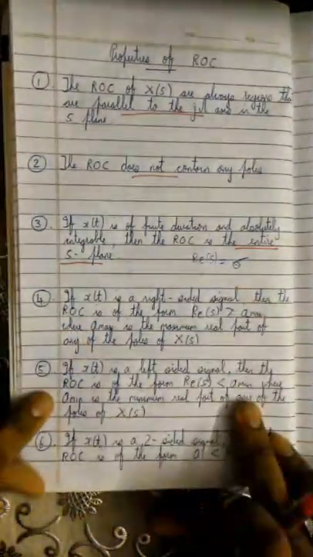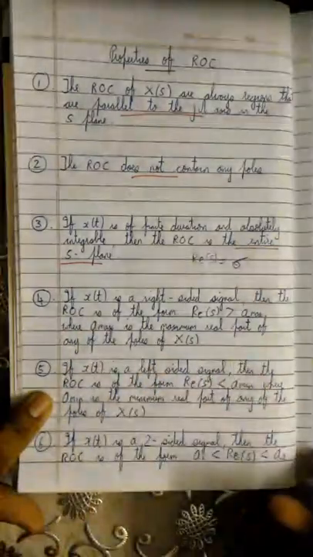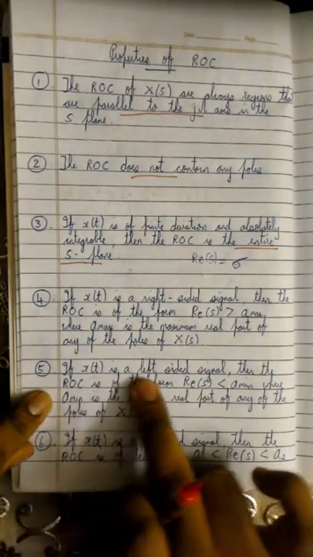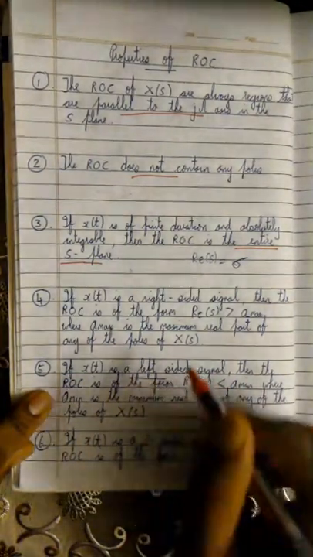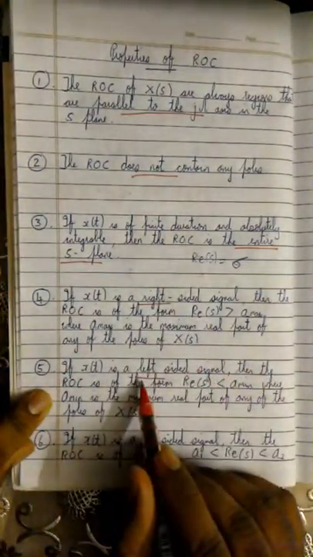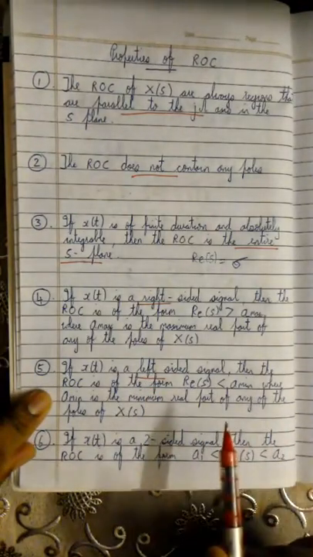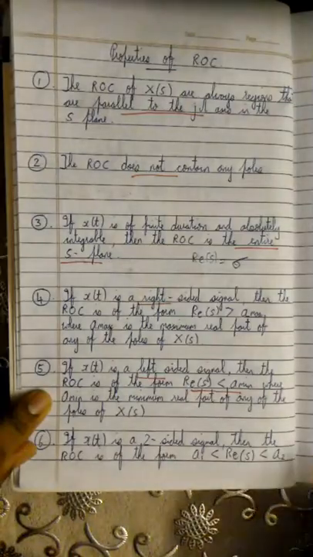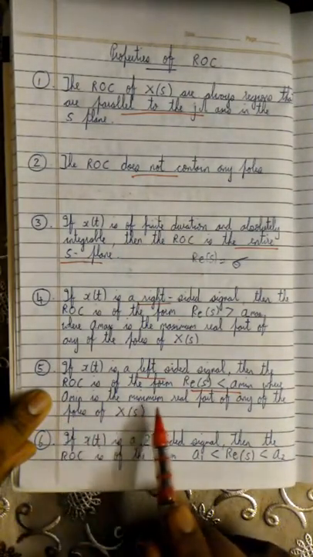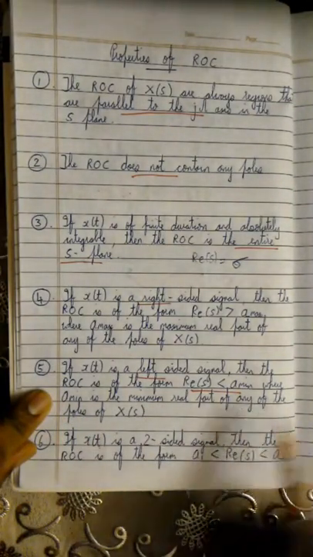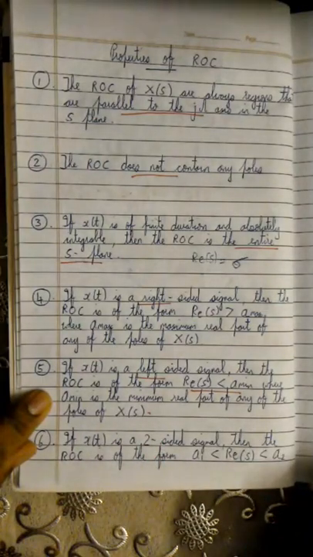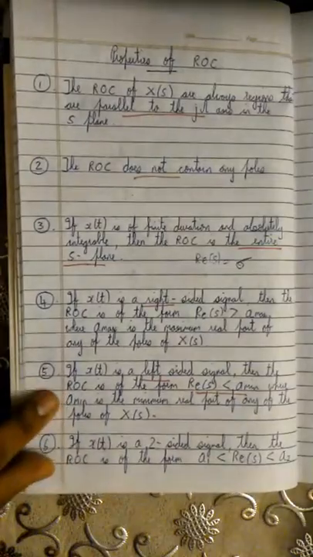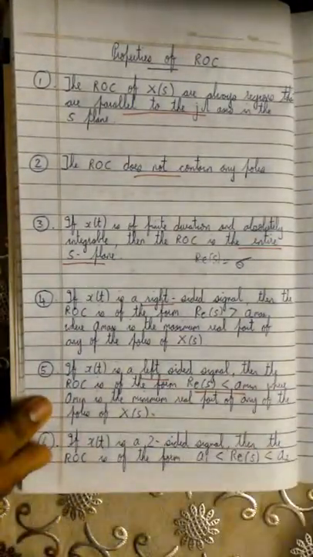Okay. Now the fifth one is the opposite of the fourth one. The fifth one says that if x of t is a left-sided signal, then the ROC is of the form real part of S less than A min, where A min is the minimum real part of any of the poles of X of S. This you have also done. The perfect example of the fifth property is your second problem, problem number 2.